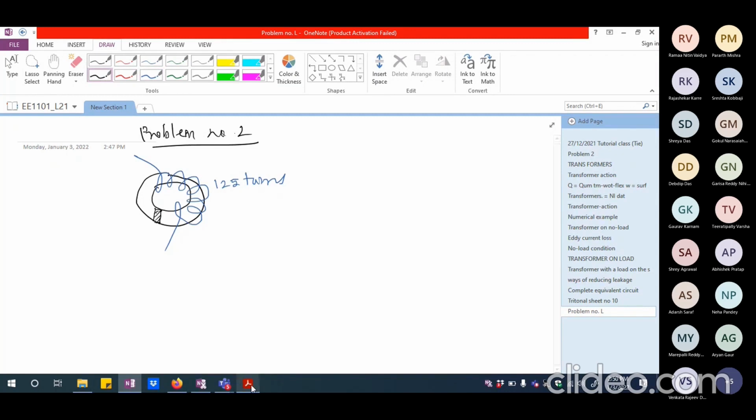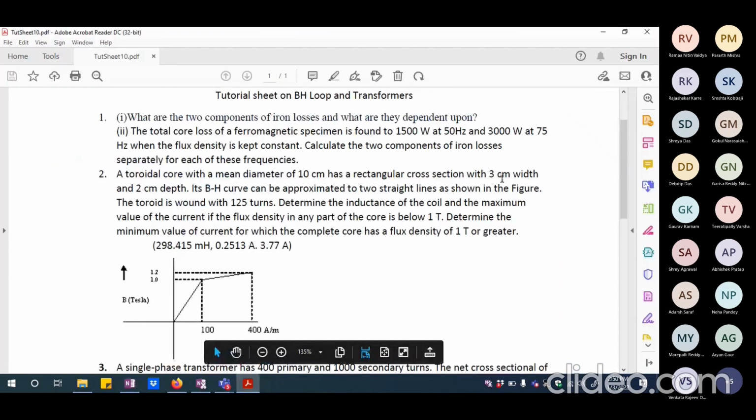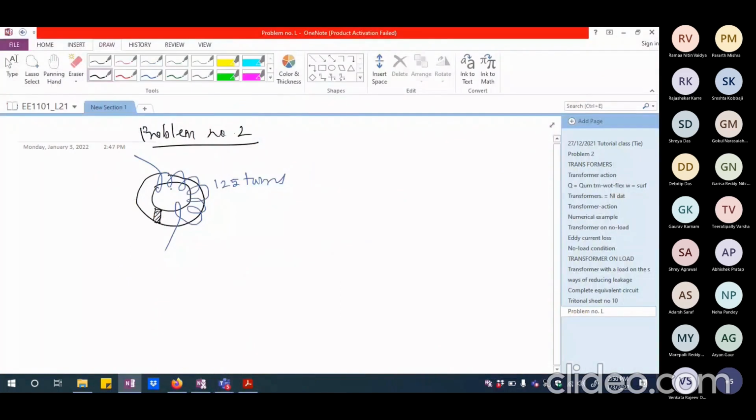And the rectangular cross section has 3 centimeter by 2 centimeter area. The cross sectional area is 3 by 2, so I can write this as 3 by 2 centimeter square. This is the cross sectional area. And the diameter, the mean diameter rather, is given to be 10 centimeter. That is what is given as the mean diameter.